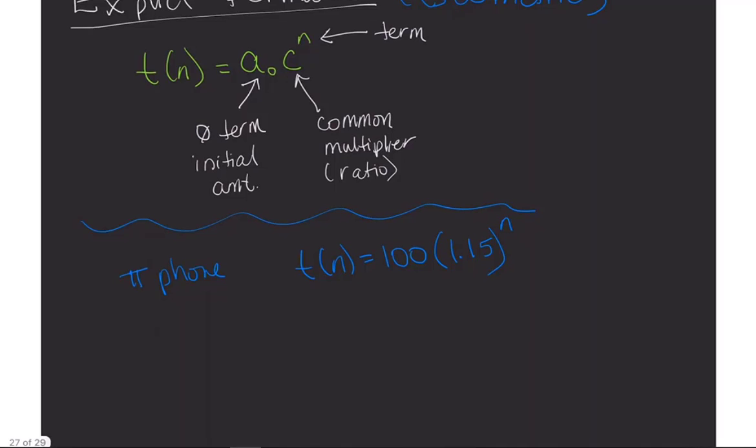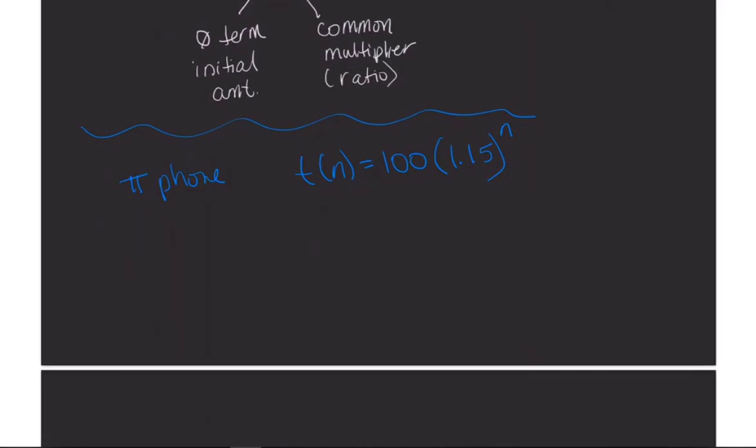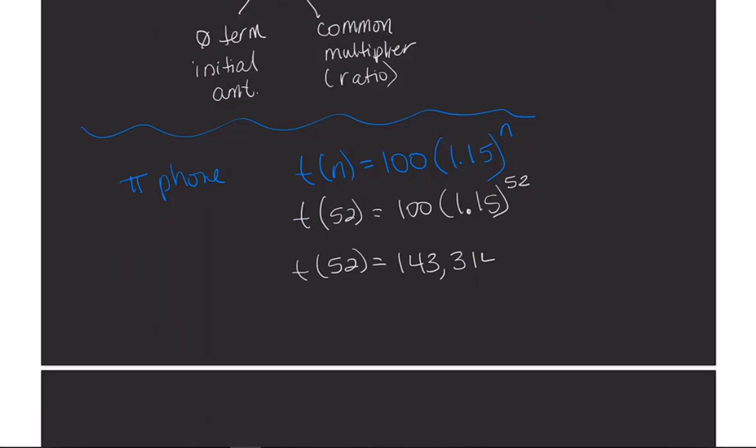So their question at the very end was to figure out how many phones they sold after 52 weeks, right? In the 52nd week. So what's our n going to be? 52. T of 52 equals 100 times 1.15 raised to the 52nd, right? Think our prediction was close? Yeah. What do you get when you put it into your fancy calculator?